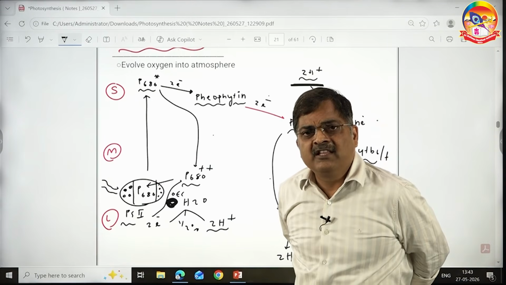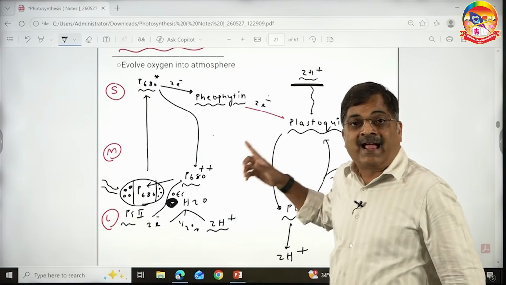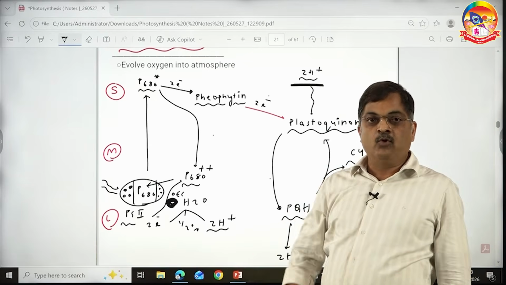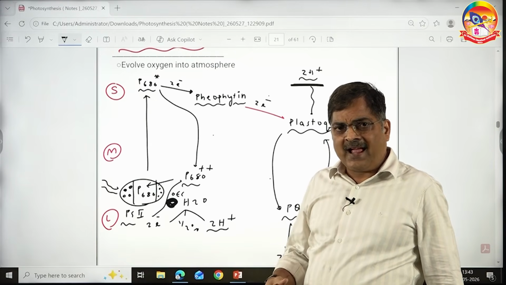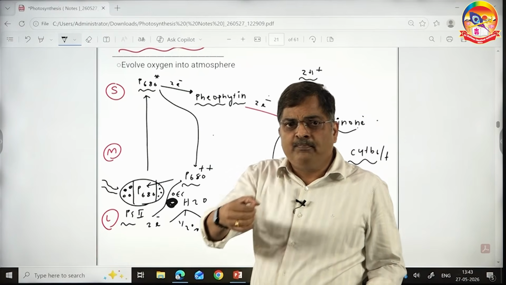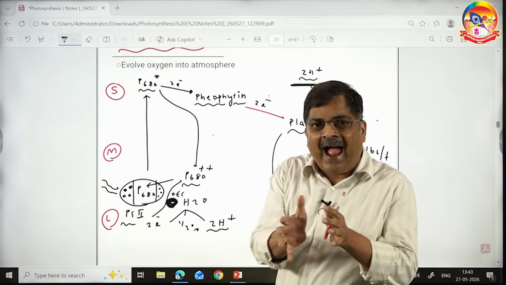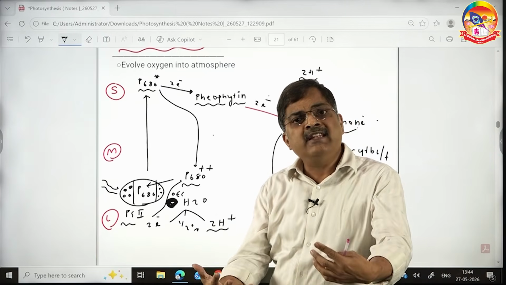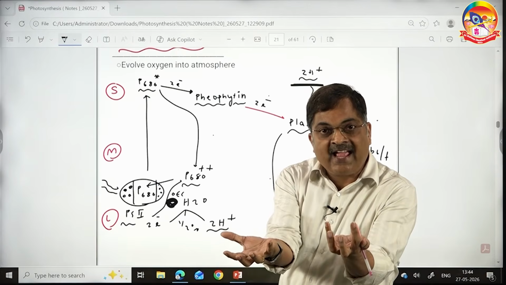Question is, how are these 2 protons moving? These 2 protons are moving through plastoquinone. With the help of plastoquinone, the 2 protons are moving. Question you're going to ask me is, is plastoquinone acting as a proton channel? No. Does it act as a proton pump? No. Then how can it carry protons? Physically, with its hands. It is physically carrying it.